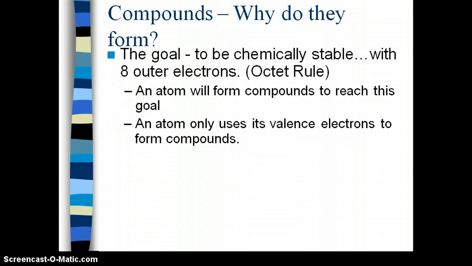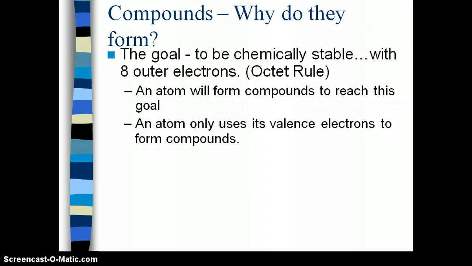So why do they form? Well, we go back to our octet rule where the goal is to become stable or to be happy. And stable and happy is basically 8 outer electrons. Now, we did talk about how there's other ways that we can look at the electrons, and you'll get to that more when you go to chemistry class. But in general, they want 8 outer electrons.